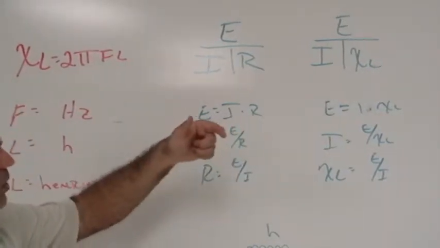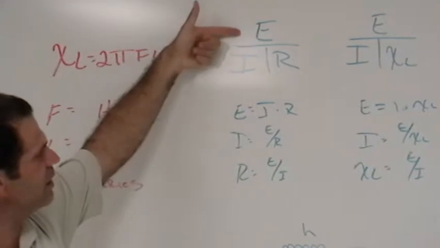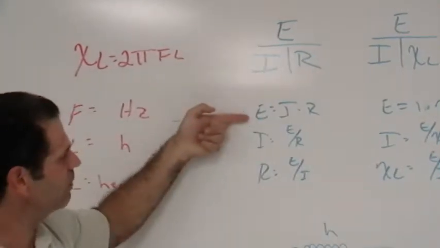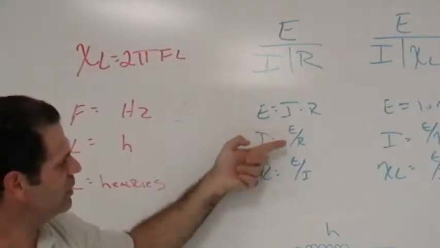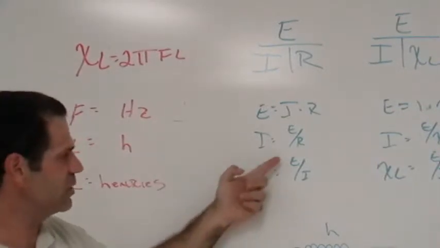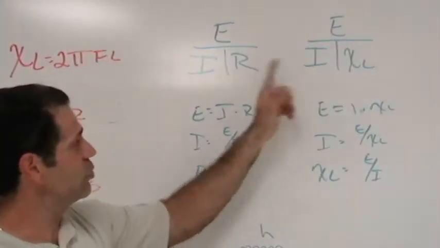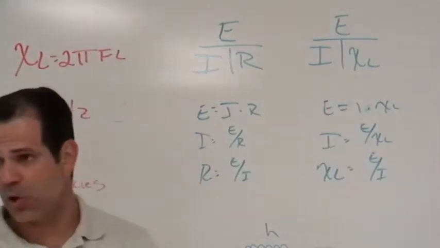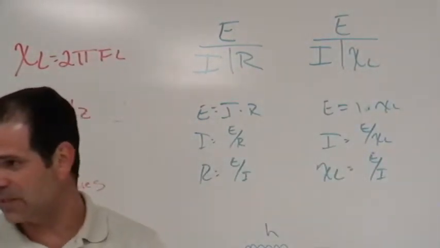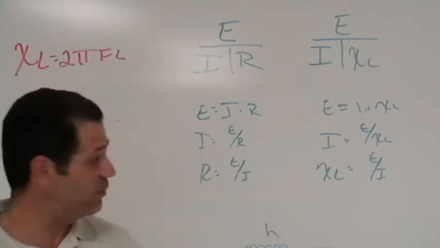for resistance. Where in Ohm's law we have E is equal to I times R, I is equal to E divided by R, and R is equal to E divided by I. By substituting these two values, because they're both measured in ohms, they both basically mean the same thing. It's an opposition to current flow.